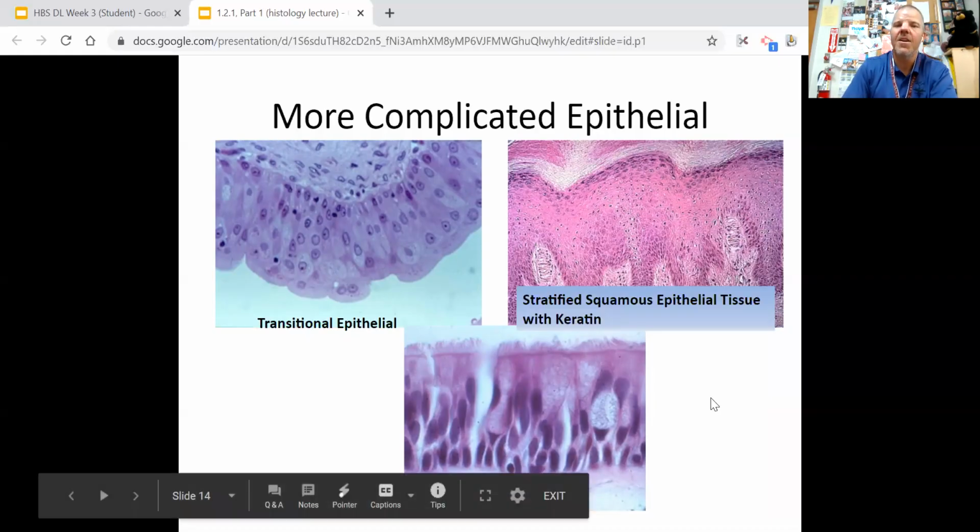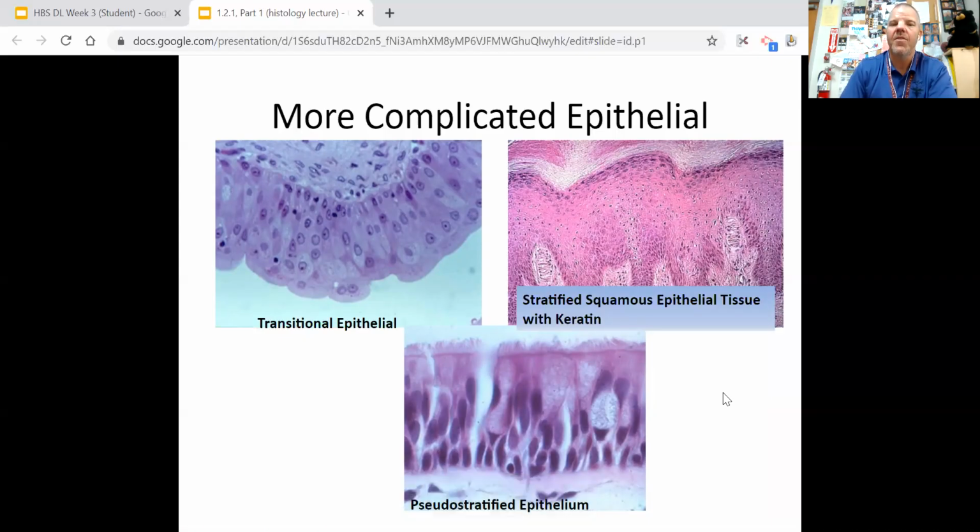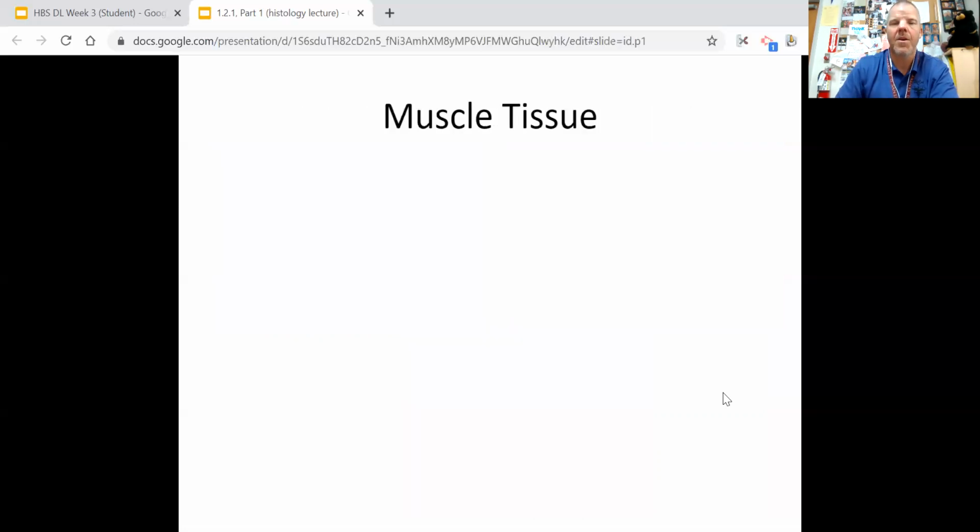This one down here is called pseudo-stratified epithelial tissue. It's called pseudo-stratified because it looks like more than one layer, but it's really just one layer. What's happened is, as the nuclei get so packed in tight to each other, one slips up and the other slips down. So it kind of looks like two layers, but it's really just two cells right next to each other.